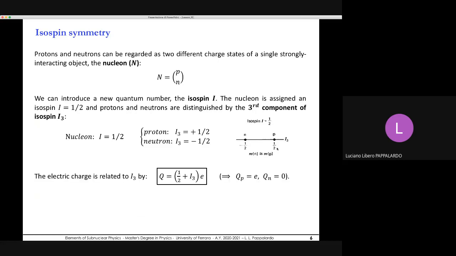Electric charge is related to the third component. Of course, the two are different due to the electric charge, so there must be a connection between electric charge and the third component of isospin, and the connection is given by this simple relation here. For instance, for the proton, the third component is +1/2. If you put +1/2 here, you get 1, and in fact, the charge of the proton is +e, where e is the electron charge. For the neutron, instead, we have -1/2. If you put -1/2 here, you get 0, which is indeed the charge of the neutron.